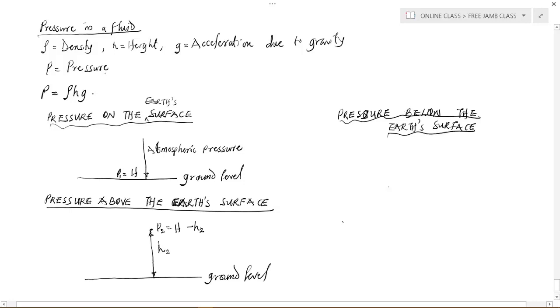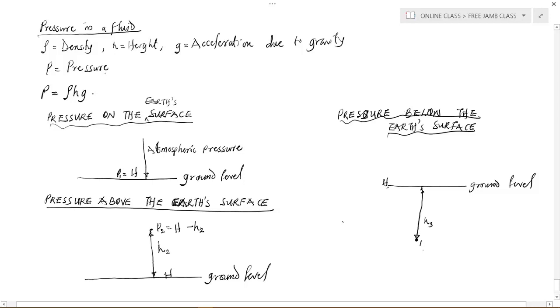If it's below the earth surface, if this is the ground level, we have our h here ordinarily, just like we add the h here. As it is going down the level, the height h, let's say h3 now, will give us a pressure down there. The pressure increases with depth.